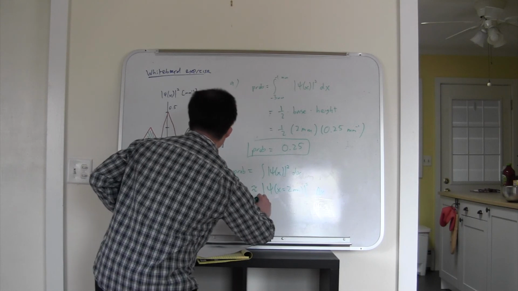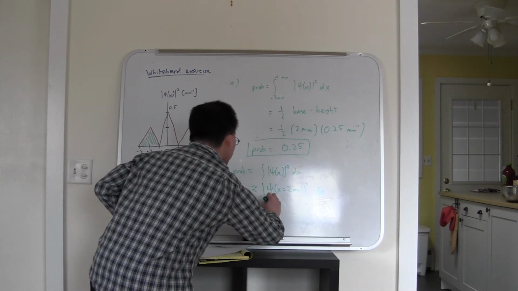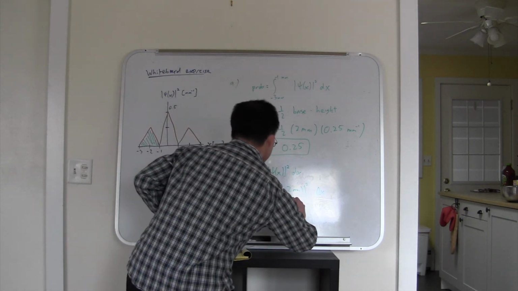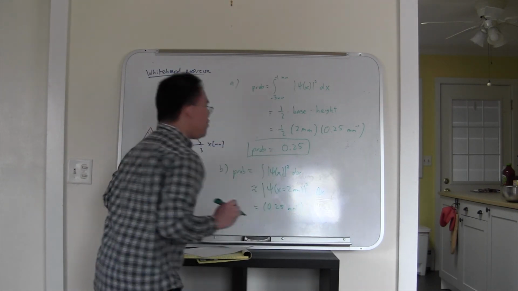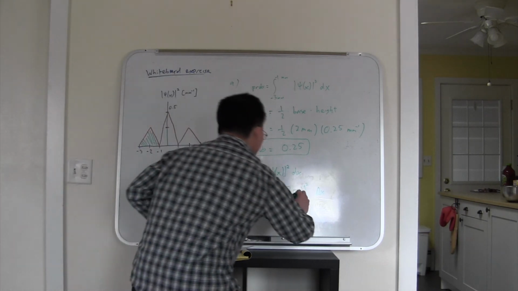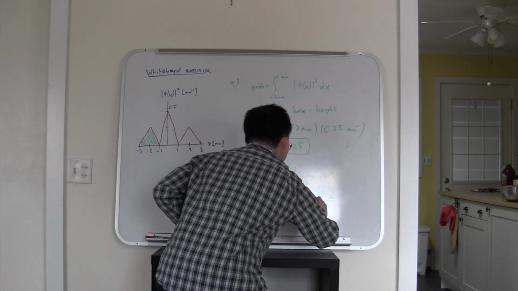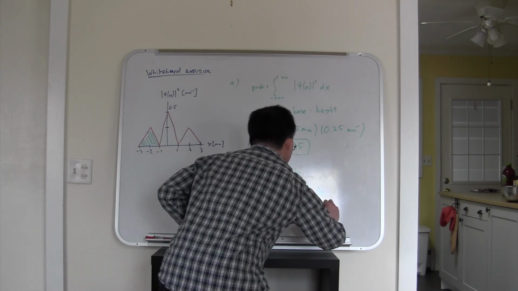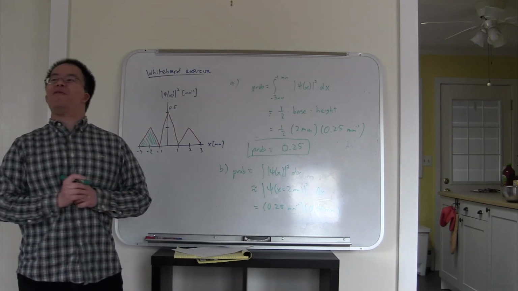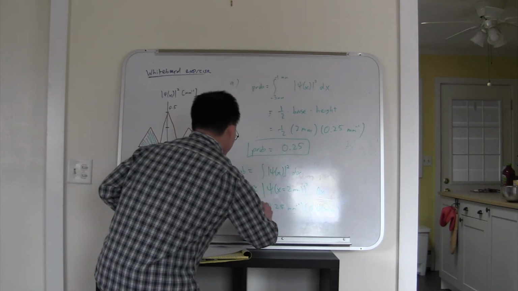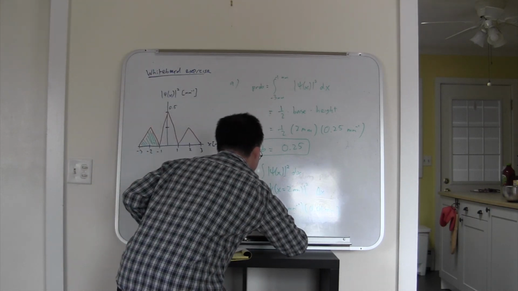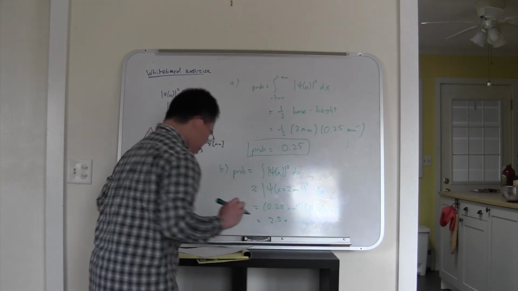And so this is going to just give me a value of 0.25 millimeter inverse, and my width of interval, delta x, is 0.01 millimeters. And if I go and do that, that's going to give me 2.5 times 10 to the minus 3.